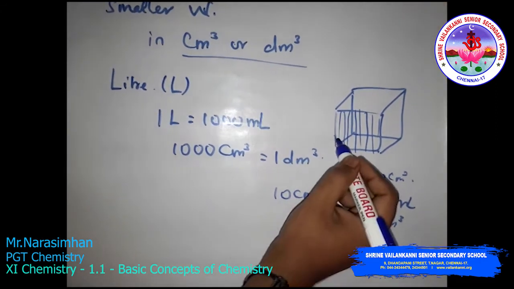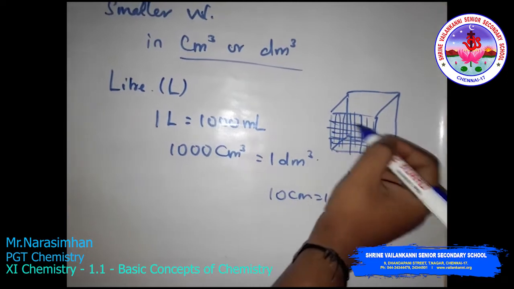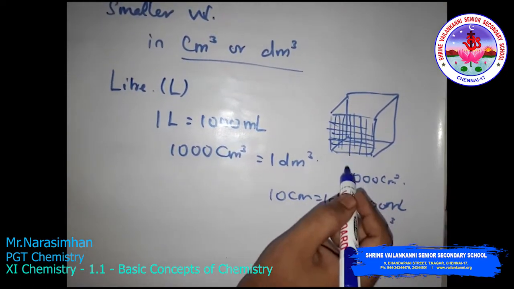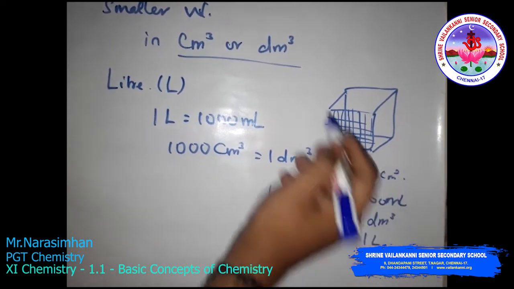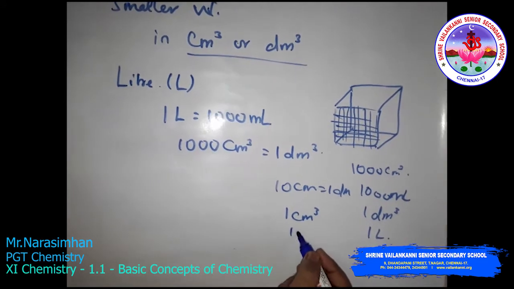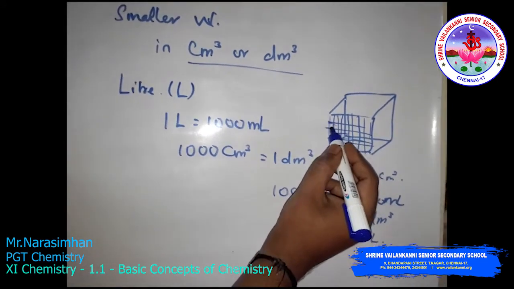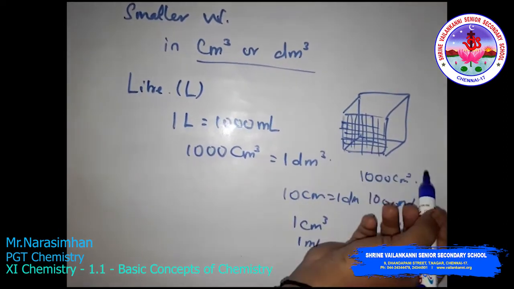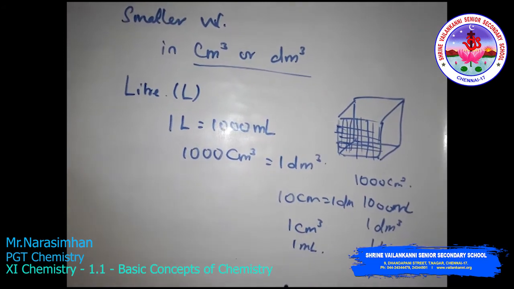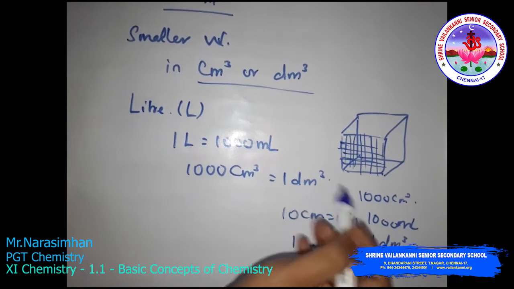So this has 10 boxes, and each contains 1 centimeter. The volume of one box is 1 centimeter cube, which means 1 ml. So this particular part is 1 centimeter. That is how the different units are expressed in volume.